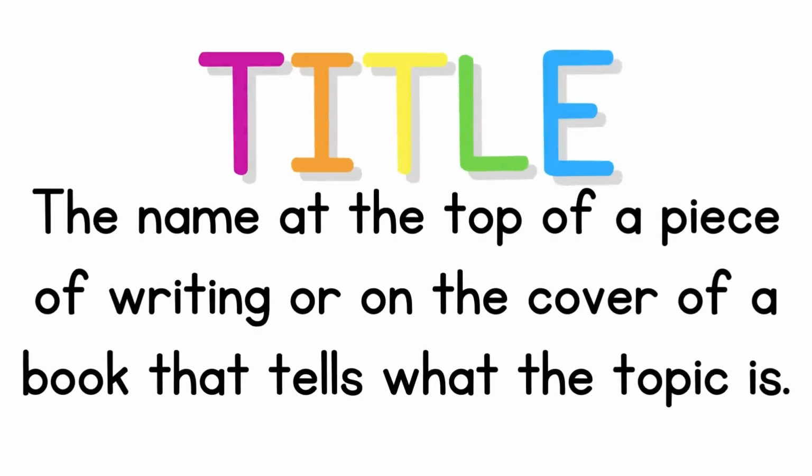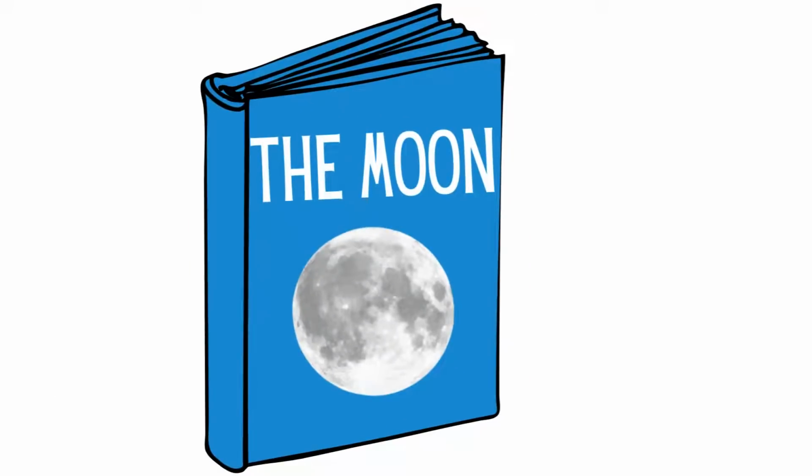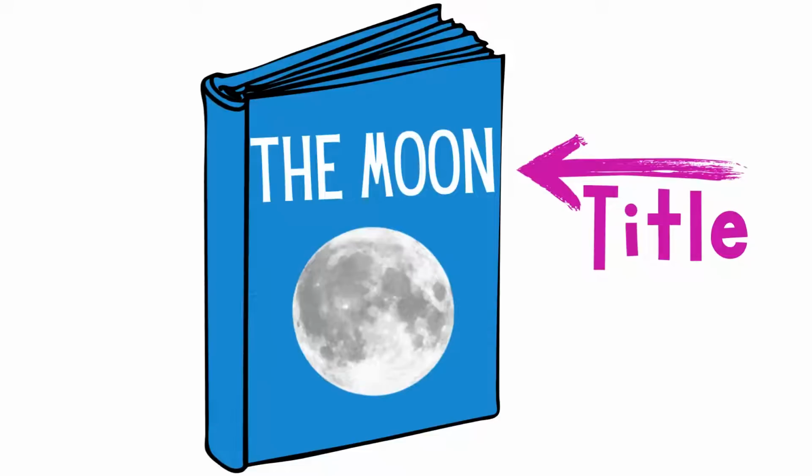First is the title. An article or a book often has a title, and that is the name at the top of a piece of writing or on the cover of a book that tells what the topic is. It's helpful to have a heads up about what you're reading. So this book tells me I'm going to be learning about the moon.